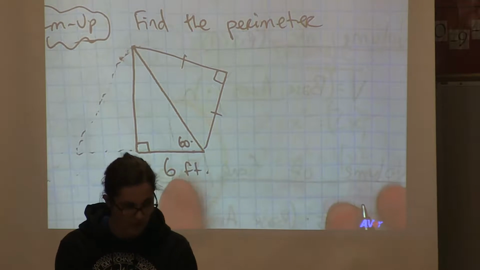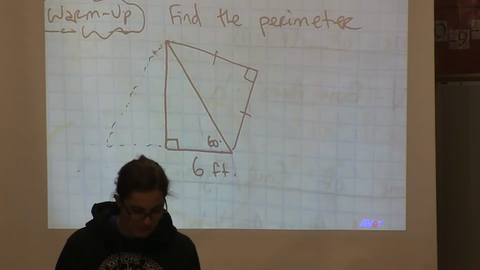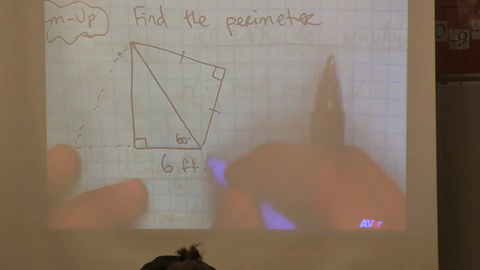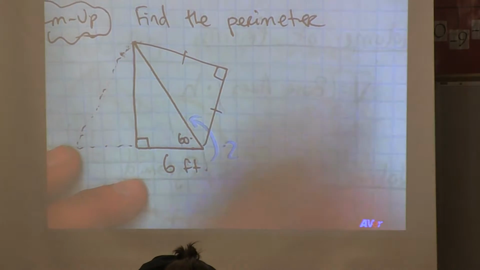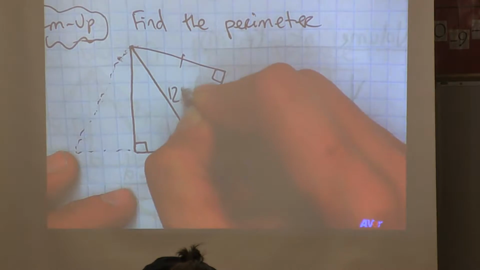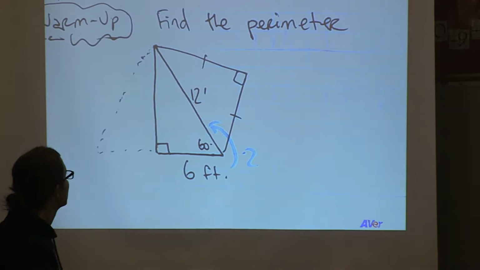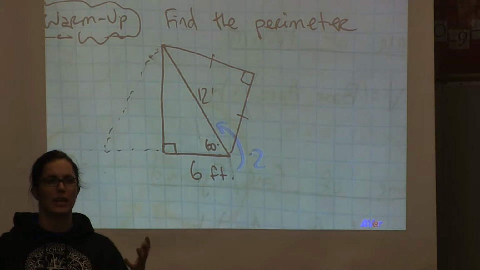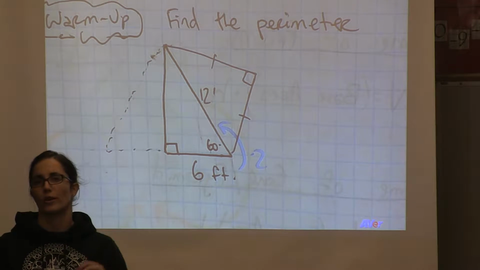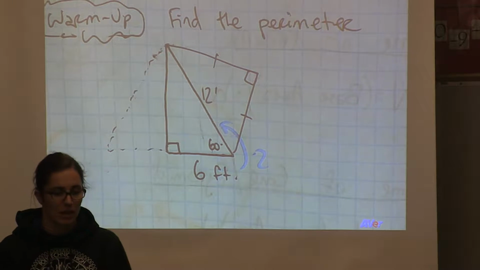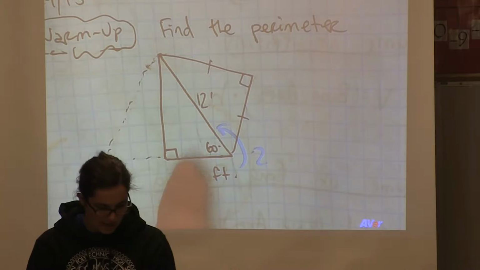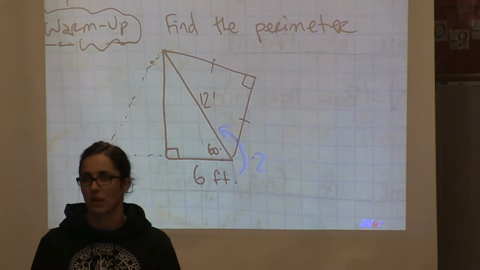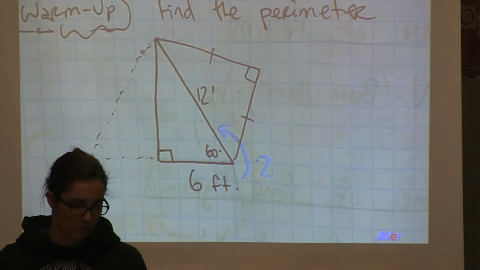Right? So to get from the short leg to the hypotenuse, I would need to double that. Instead of 6, the hypotenuse would be 12 feet. Of course, we didn't necessarily even need the hypotenuse, but I'm just writing it in to make sure we're oriented. Usually for me, once I remember which one's double, I know the other one's square root 3.